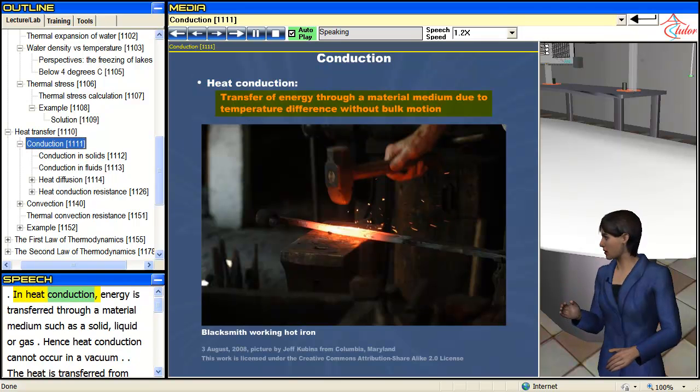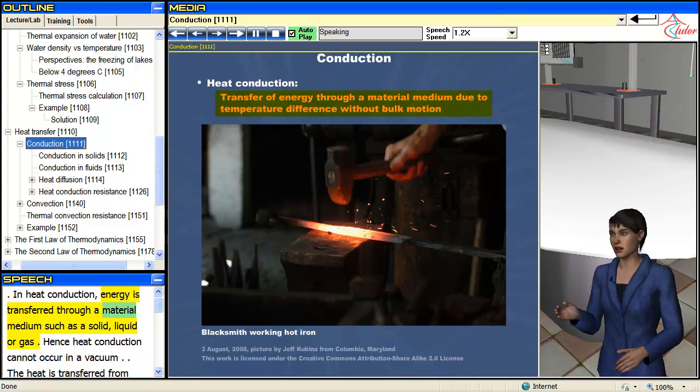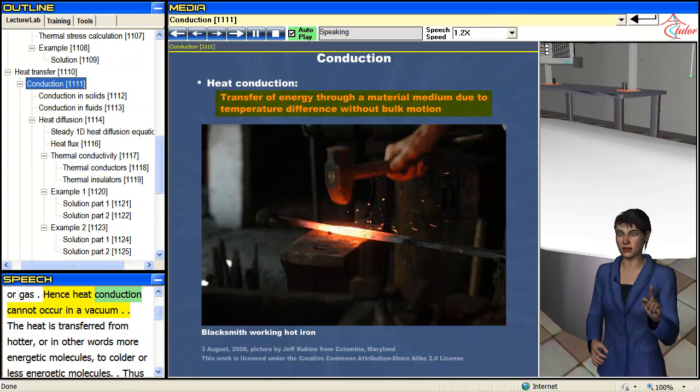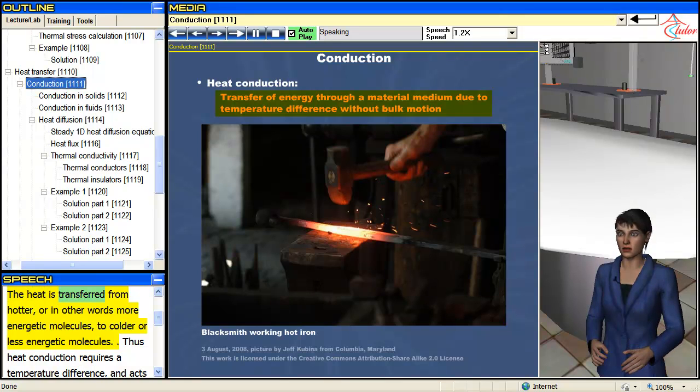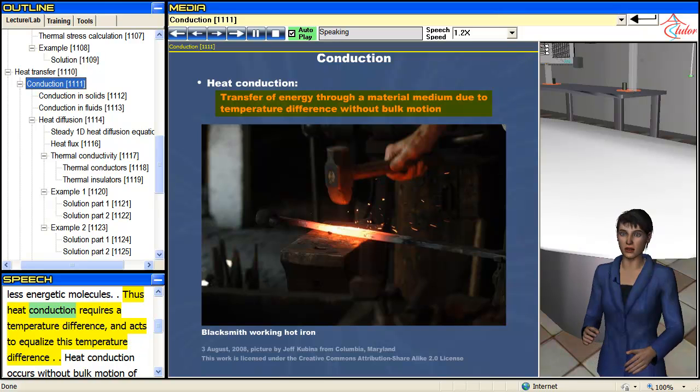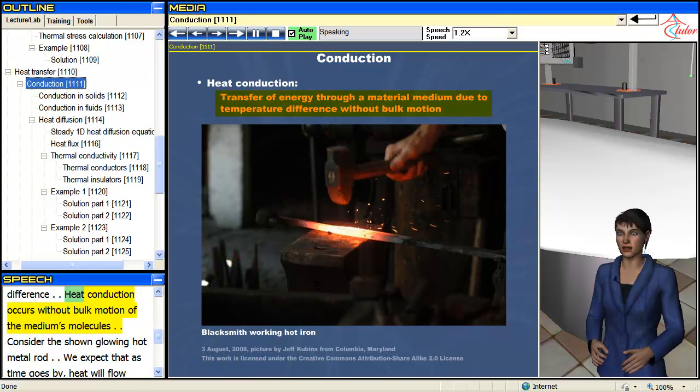In heat conduction, energy is transferred through a material medium such as a solid, liquid or gas. Hence heat conduction cannot occur in a vacuum. The heat is transferred from hotter, or in other words more energetic molecules, to colder or less energetic molecules. Thus heat conduction requires a temperature difference, and acts to equalize this temperature difference. Heat conduction occurs without bulk motion of the medium's molecules.